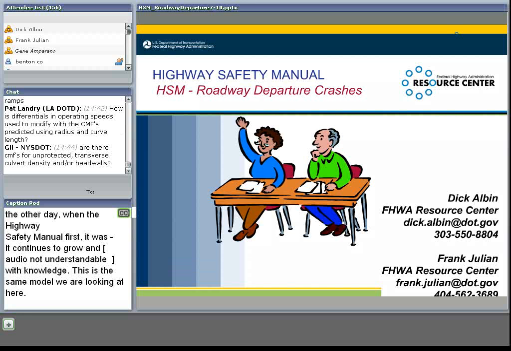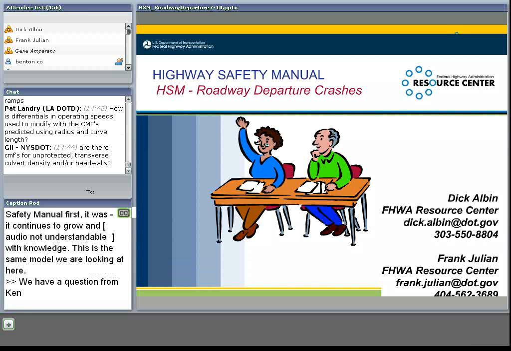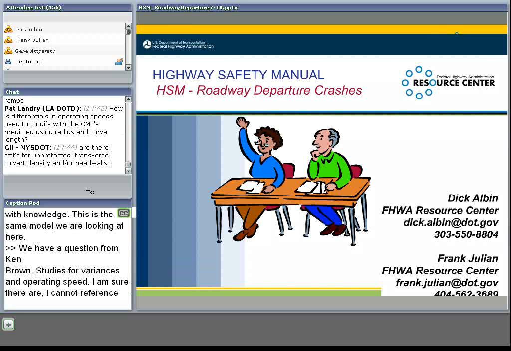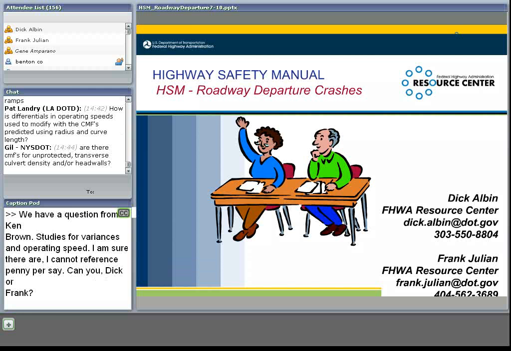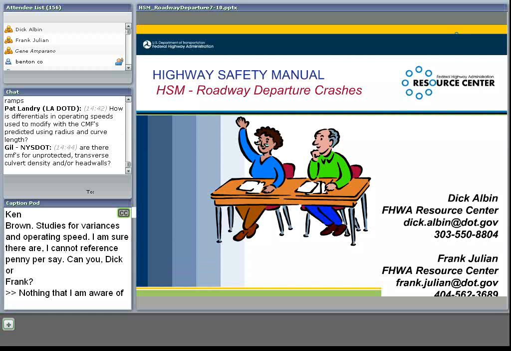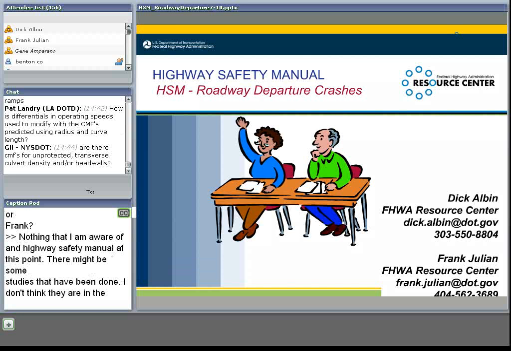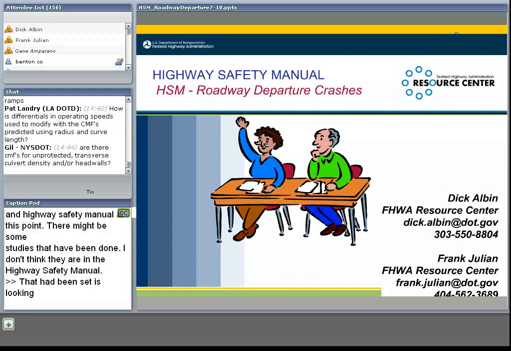Right. We got a question from Ken Brown. Are there studies to account for variances in posted speed, operating speed? I'm sure there are, but I cannot reference any per se. Can you, Dick or Fred? I can't think of any, and there's none that I'm aware of in the Highway Safety Manual at this point. There might be some studies that look at differentials, but I don't think they're in the Highway Safety Manual. Right, there have been studies looking at differential speeds, but like I said, that's not included in this yet.